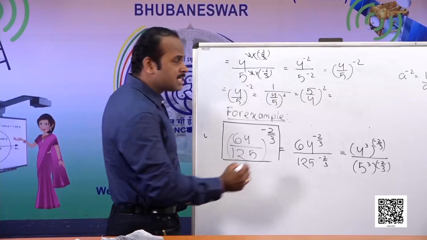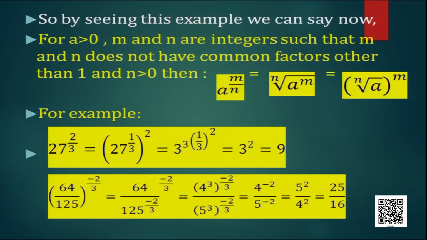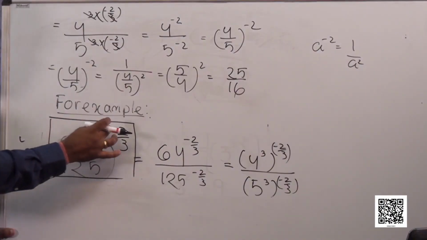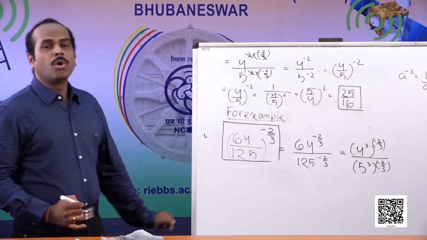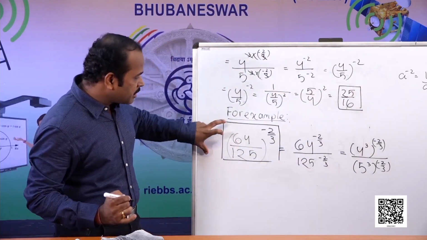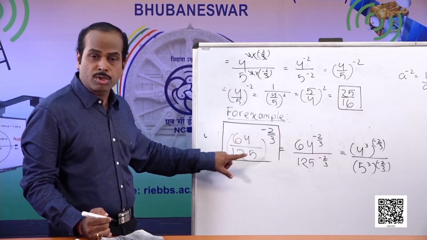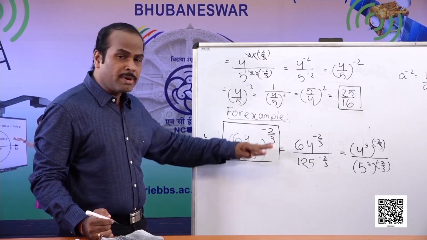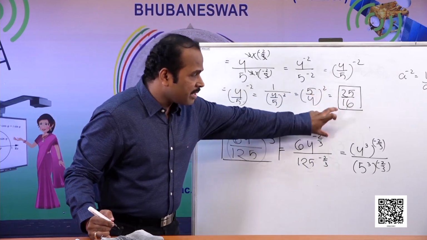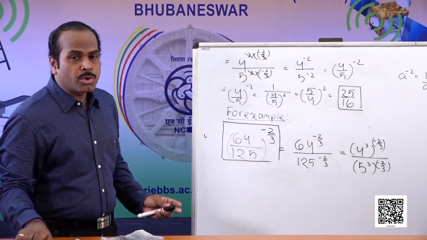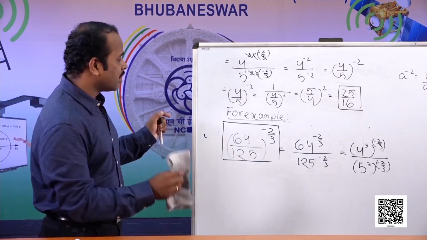And finally, what will I get as the answer? This will be 25 by 16. So I started with 64 by 125 whole to the power minus 2 by 3, and finally I reached the answer 25 by 16. So this was my question and this is my answer. I started with this example 64 by 125 to the power minus 2 by 3, and by applying the laws of exponents, I find finally it is 25 by 16. Okay, in this way, if we go for some more examples, we can be clear.